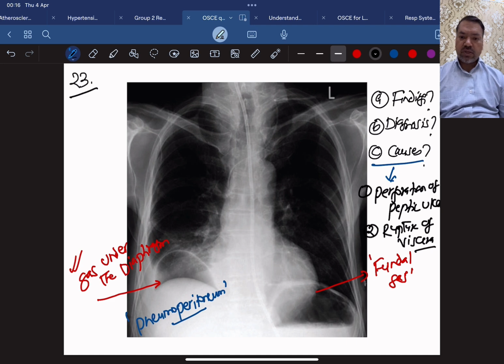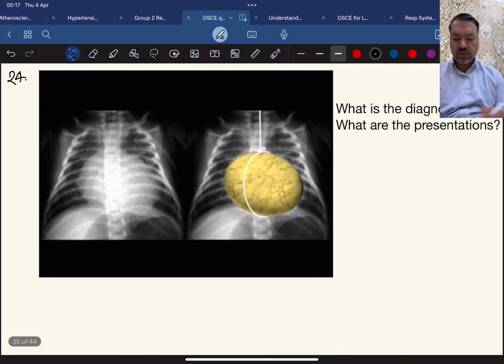So the treatment is we have to open the abdomen. We need to find out where is the problem, and remove all those leaked material from there. Okay, you wash out the peritoneal cavity very well, and then give the antibiotic at the same time. This is a very serious condition, so it is considered as a surgical emergency here. Okay, pneumoperitoneum. Now let's move on.